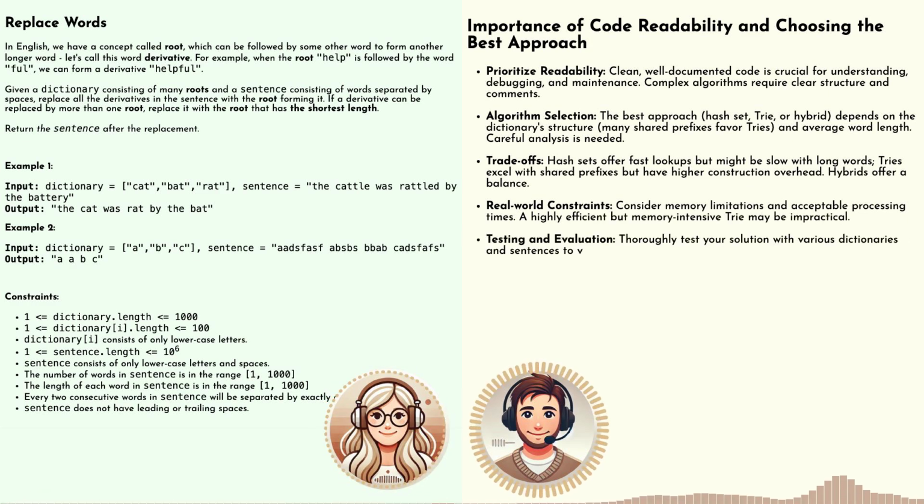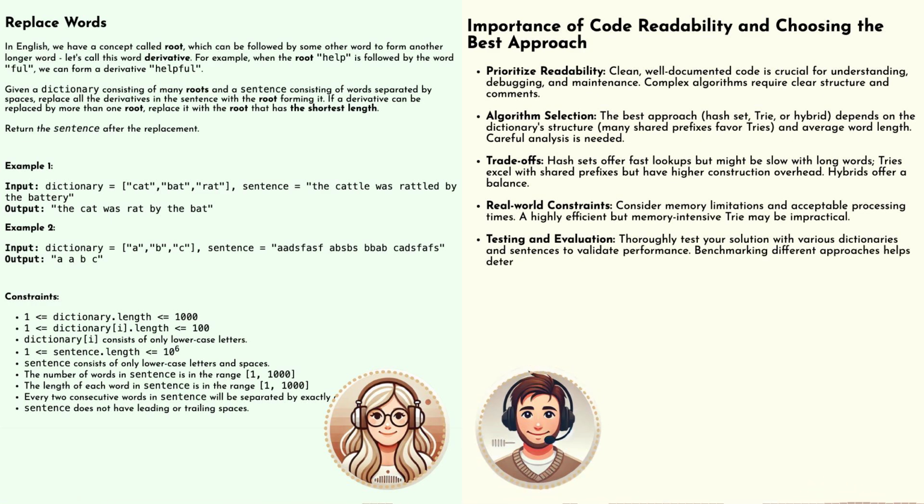Totally. So how do our approaches stack up in terms of readability? Which one is easiest to understand? Well, the hash set approach is probably the most straightforward. The logic is pretty simple. Loop through the words, check prefixes, and replace if you find a match. Easy peasy. Like a clear set of instructions. No complicated data structures to figure out.